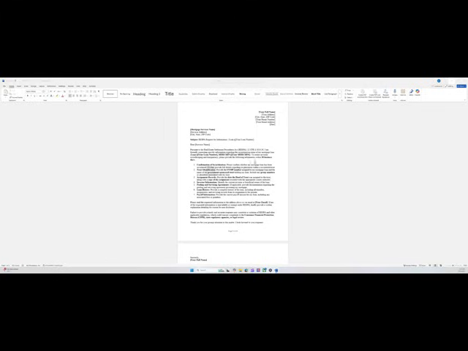Okay, so the letter says, pursuant to the Real Estate Settlement Procedures Act, 12 CFR 1024.36 is the specific act that we're using to state that we have a right to ask for this information under this RESPA Act.